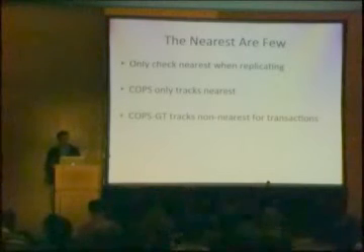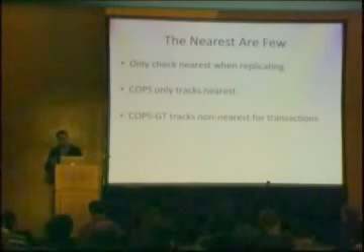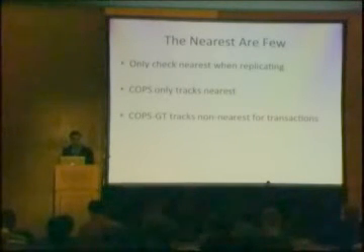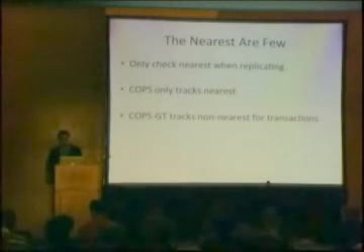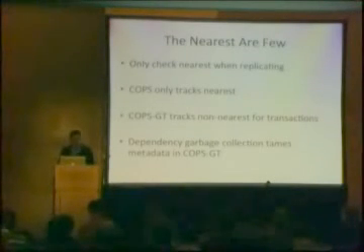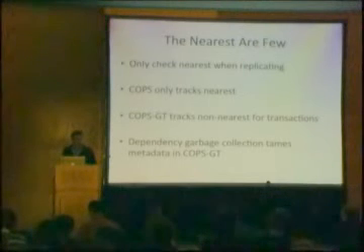And in our COPS-GT system, which is what we call the system when we do have get transactions, we have to track the non-nearest dependencies for transactional correctness, but we do not have to check them. We still only have to do the dependency checks on the very small number of nearest dependencies. I don't have time to go over it, but we have a couple techniques that, again, are in the paper or you can chat with me about, on how to garbage collect dependencies so that we don't end up with lots and lots of metadata in the COPS-GT system.